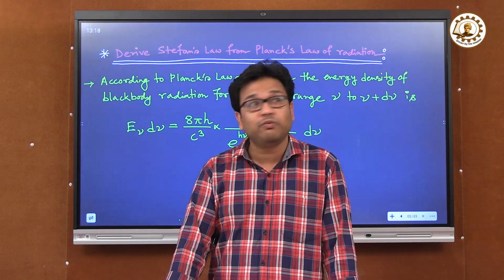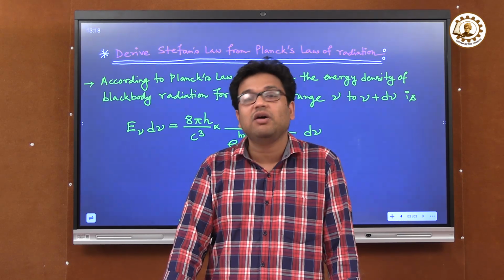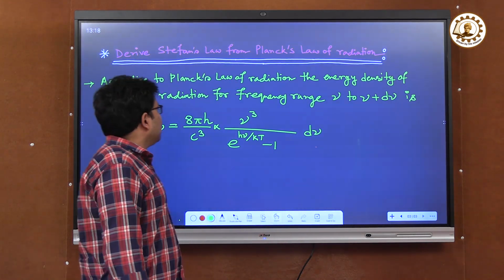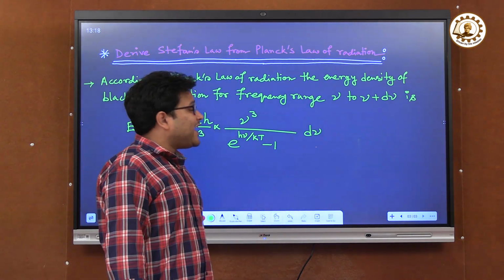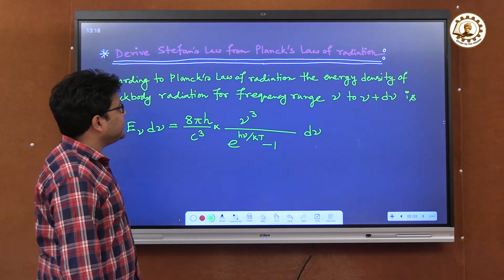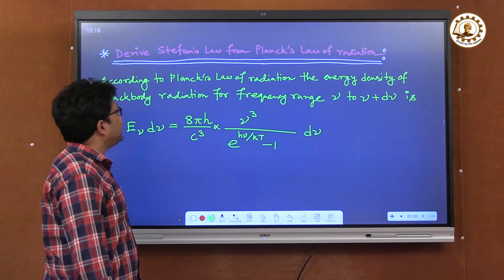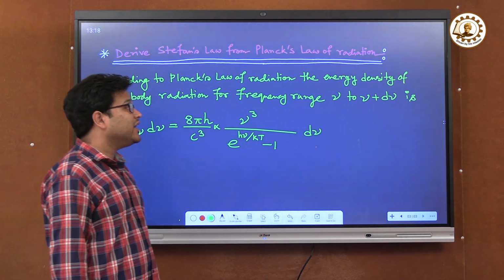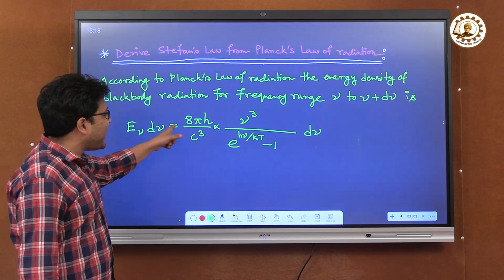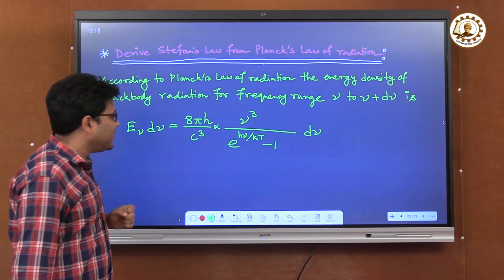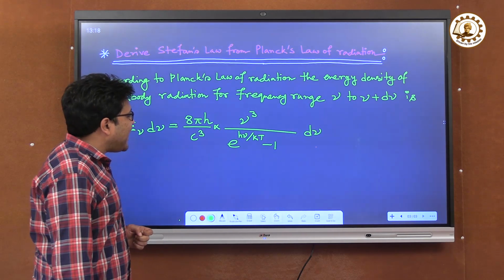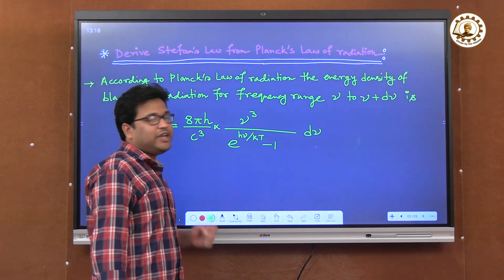In today's video we are going to derive Stefan's law, also known as the Stefan-Boltzmann law, from the well-known Planck's law of radiation. So, we are going to learn Planck's law of radiation in terms of frequency. According to Planck's law, the energy density of blackbody radiation for the frequency range nu to nu plus d nu is E nu d nu equals 8 pi h by c cube into nu cube divided by e to the power h nu by kT minus 1 into d nu.